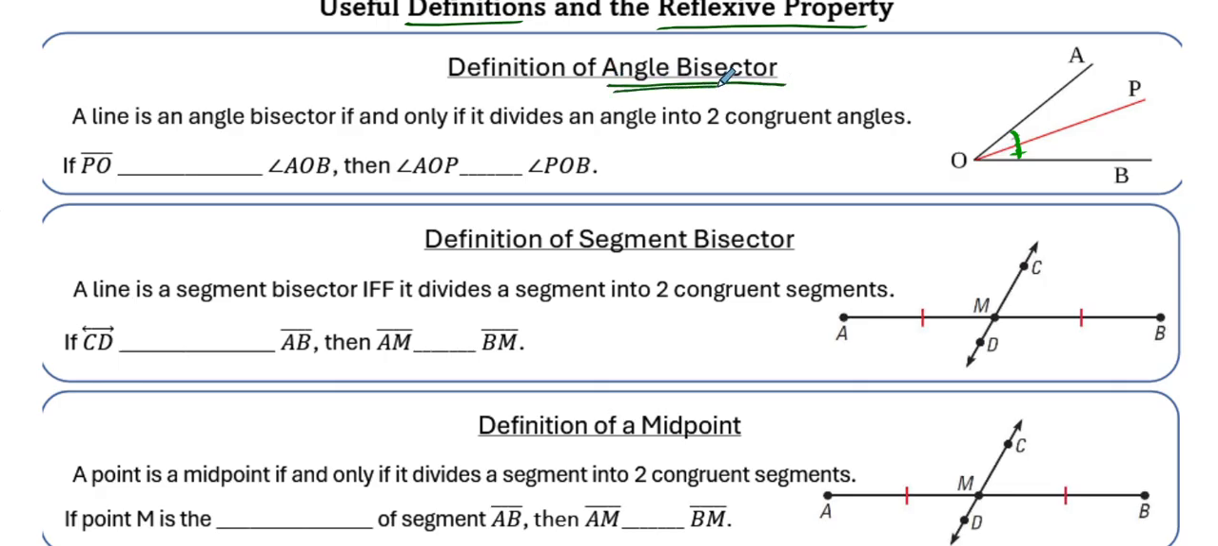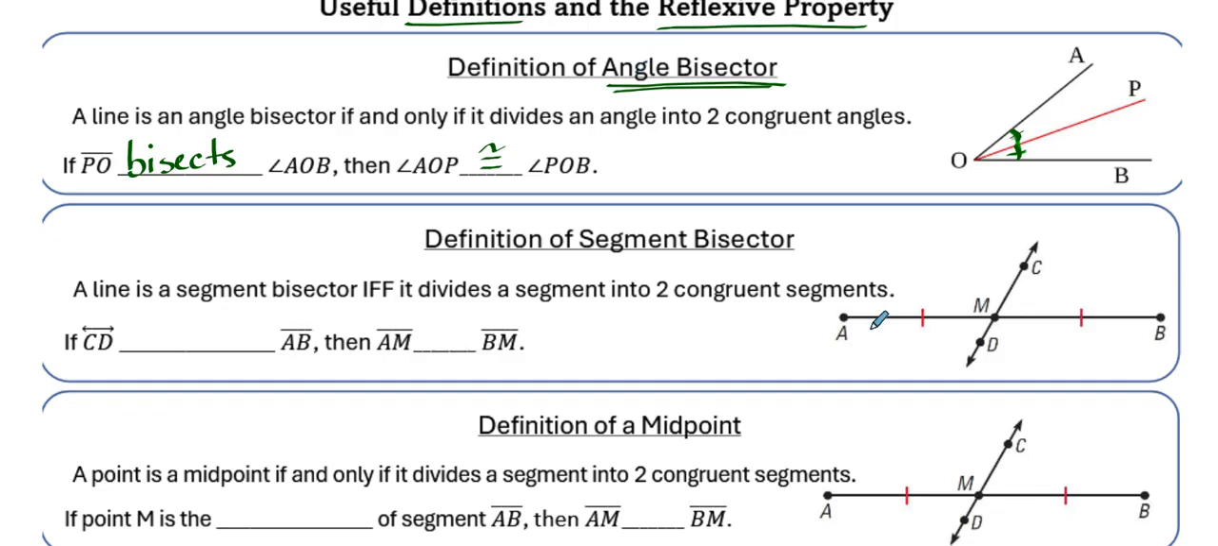The definition of an angle bisector. A line is an angle bisector if and only if it divides an angle into two congruent angles. So this line, or really just a line segment here, PO, is a bisector of this angle. It splits that angle directly in half, making this angle and this angle congruent. So if PO bisects angle AOB, then AOP, this angle, and this angle POB are congruent.